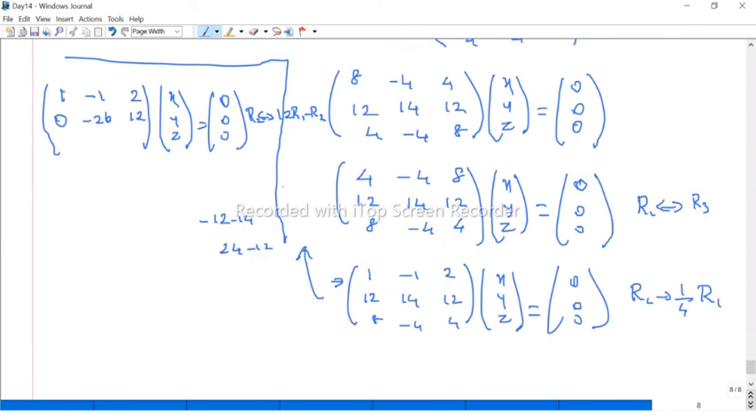Again for the last row, I'm going to replace the third row by multiplying the first row by 8 and subtracting from the third row. So 1 into 8 is 8, 8 minus 8 is 0. Then this is minus 8, and minus minus is plus 4, therefore minus 4. And here 2 into 4 is 8, 16, and 16 minus 4 is 12. We get this.